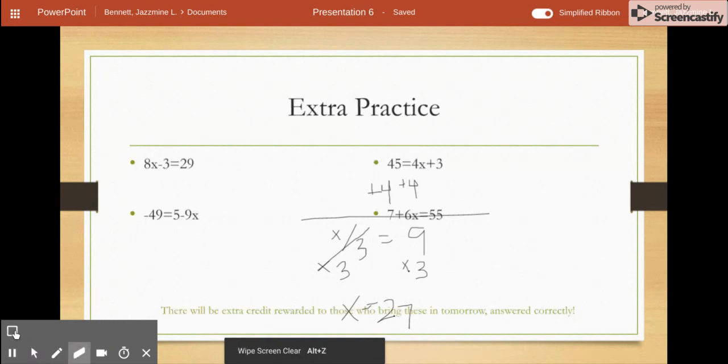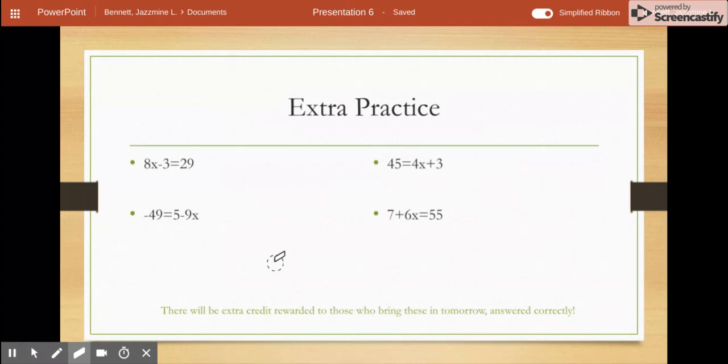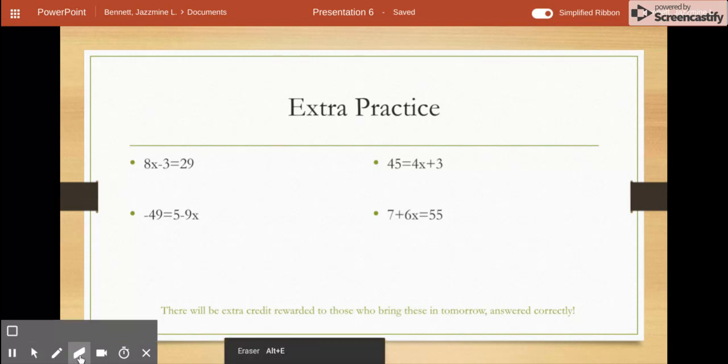Let me just clear the screen. These are a few extra practice questions that I want you to complete. If you turn these in next class and answer correctly, you will be given extra credit. They're just like the ones that we did during this video, so if you need help, just keep coming back to the video and you should be able to solve them. If not, then I can definitely help you during class.